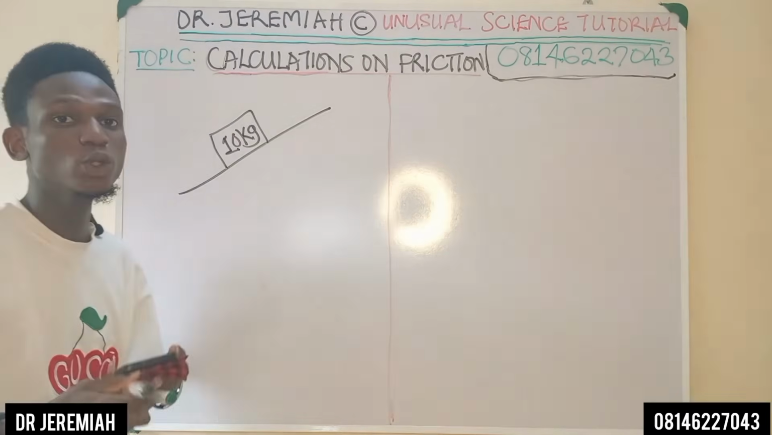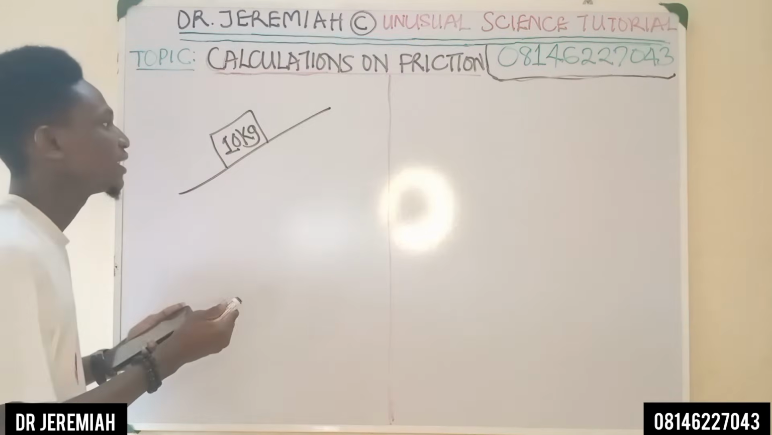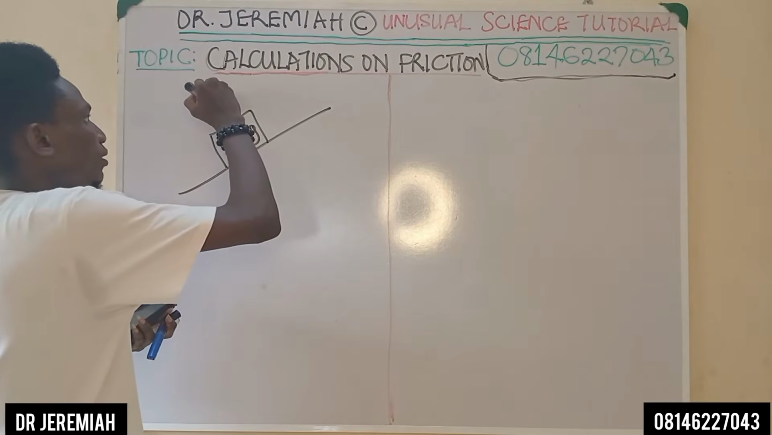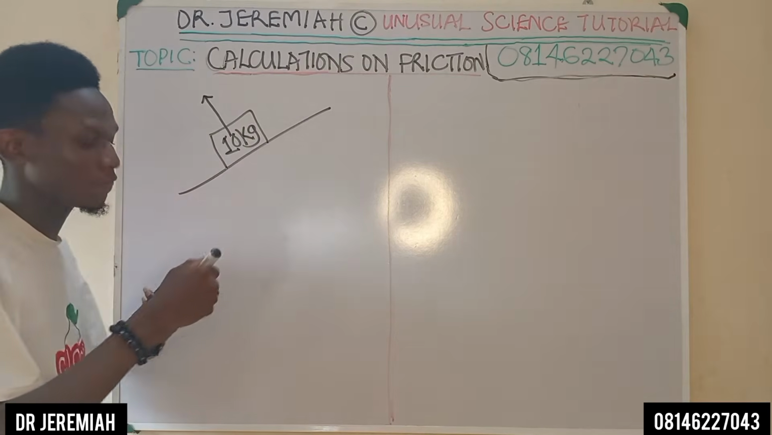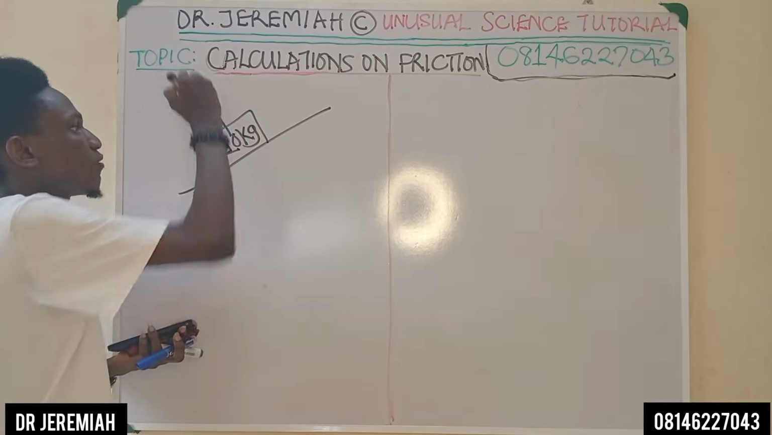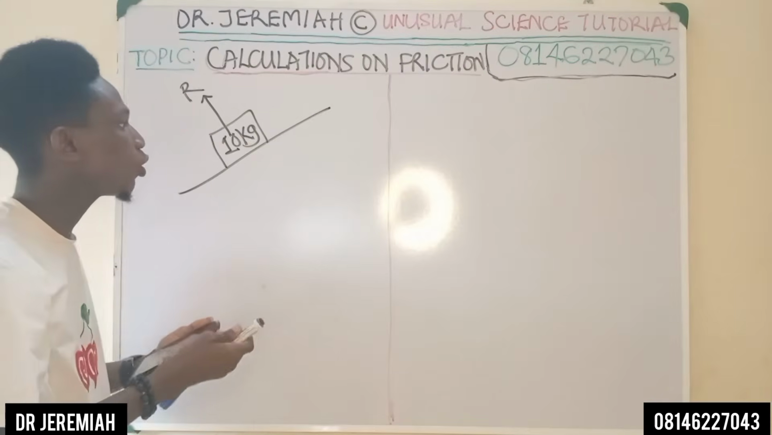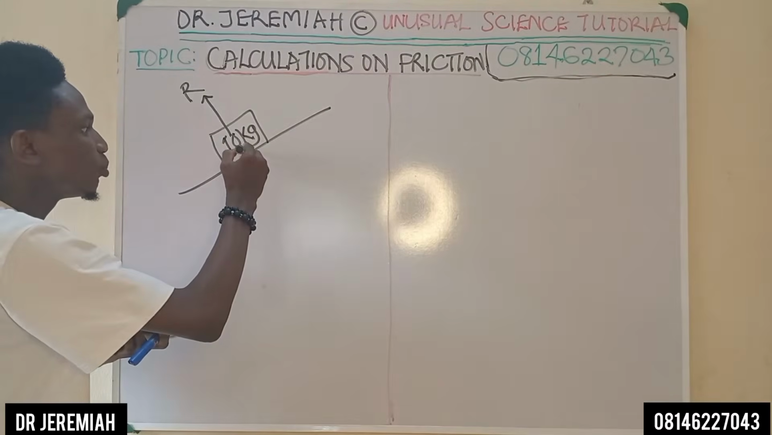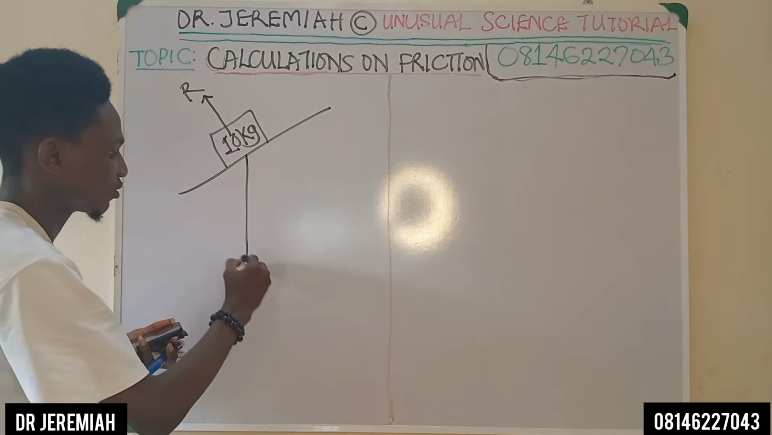Then remember I told you under evolution of forces for horizontal surface that we have a force acting from here. Yeah, a force. It's called the normal reaction. You can call it the normal force. So we have normal reaction acting upwards, and also from this block we have a weight acting downwards like this.